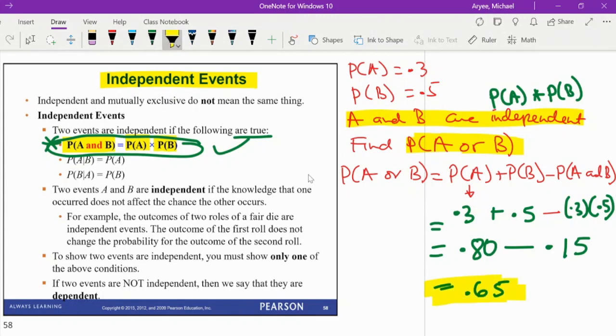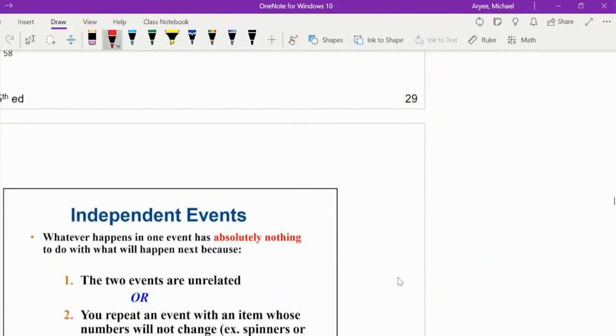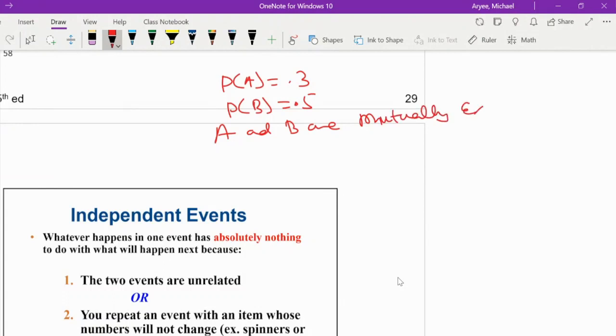So take note of a problem like this. In your next test, something like this is always there. However, I can give you the same thing and say something like this: P of A is 0.3, P of B is 0.5, A and B are mutually exclusive. I love that word. I don't know why. Exclusive. Then I say find P of A or B.